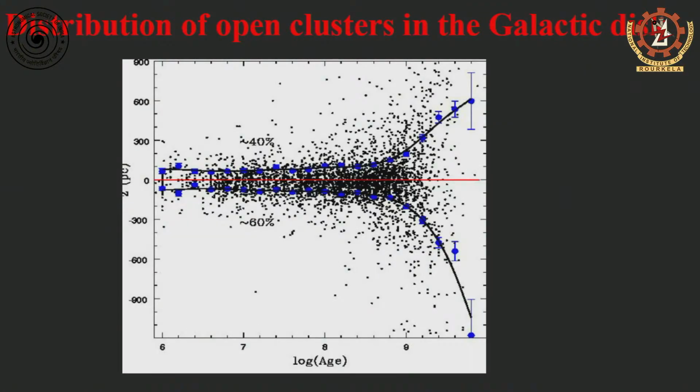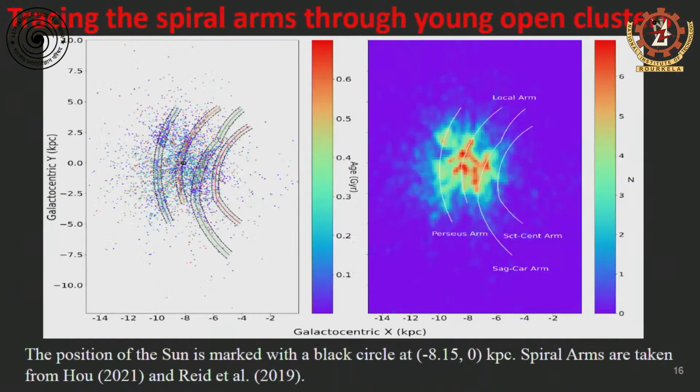One of the things we have noticed in this diagram is that if this is the galactic plane, the mid-galactic plane z equal to 0, which basically is b equal to 0, then only 40% of clusters are above this plane and 60% are below this plane. So most of the clusters are in the southern hemisphere in comparison to the clusters in the northern hemisphere. There is a reason for this, and we will discuss it further.